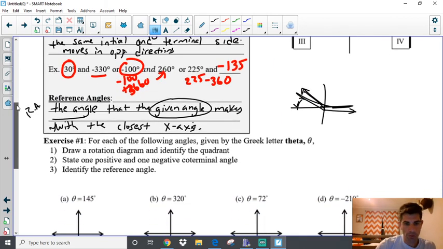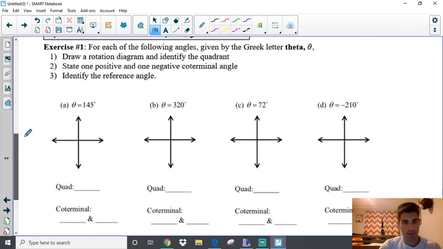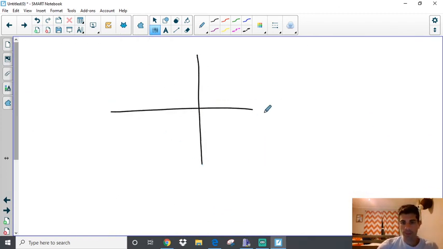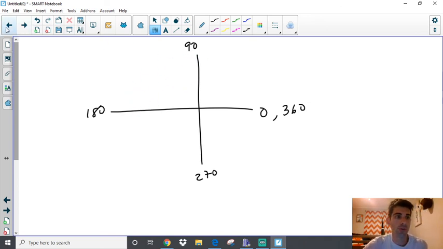So let's do some practice with all this. Again, real quick, just so that you remember, this is 0 degrees, this is 90, this is 180, this is 270, and then your final completes your 360. So when they start giving you angle measures, you'll be able to sketch where those numbers lie.